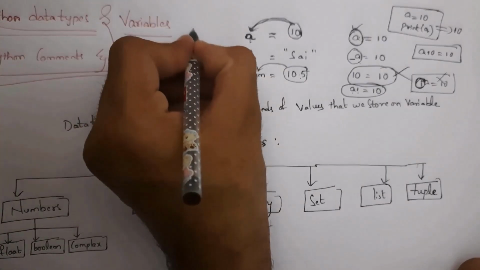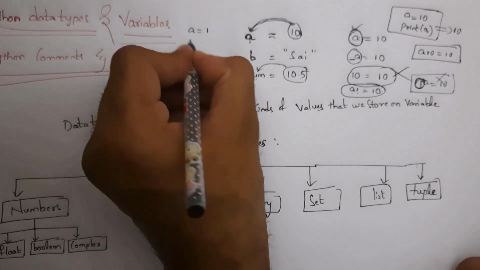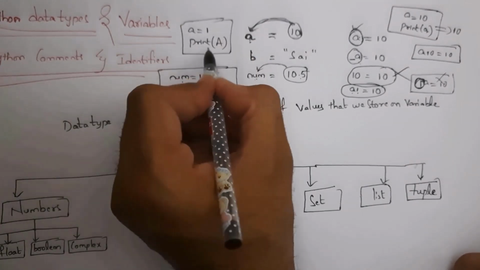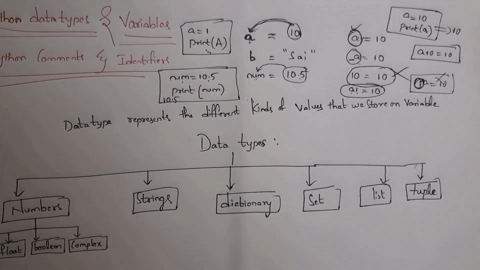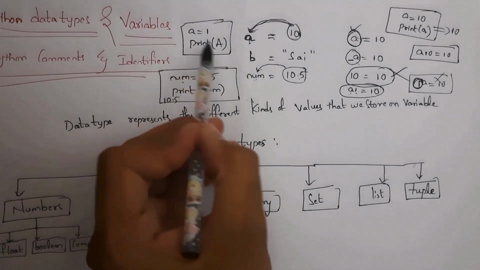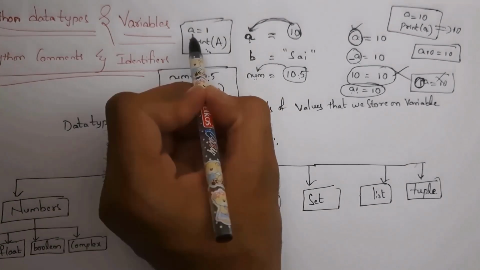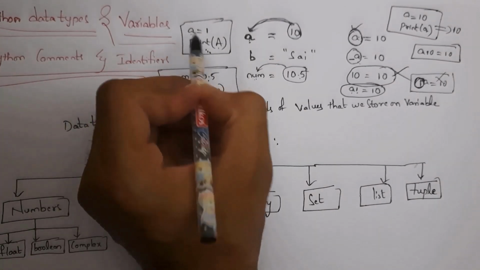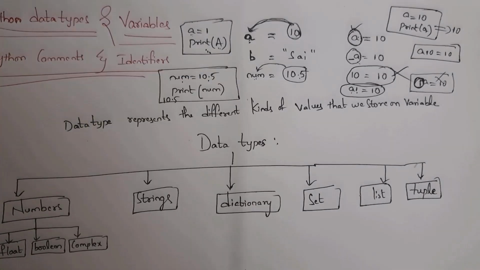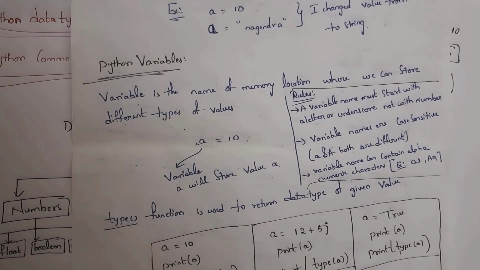For example, here I written a equal to 1, and here I written print capital A. Whenever you execute this program, it will display an error, because variables are case sensitive. That means capital A and small a are different. Here if you use small a, then here also you need to use small a. If you use capital A here, then here also you need to use capital A. This is another rule, that is, variables are case sensitive. These are various rules that we need to follow before declaring a variable.